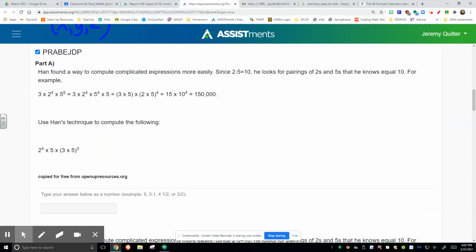Final problem is we have Han. He found a way to take a complicated expression and make it a little easier. And here's what his big, like everything hinges on this. He said since 2 times 5 is equal to 10, he looks at pairing up 2s and 5s that he knows equal 10.